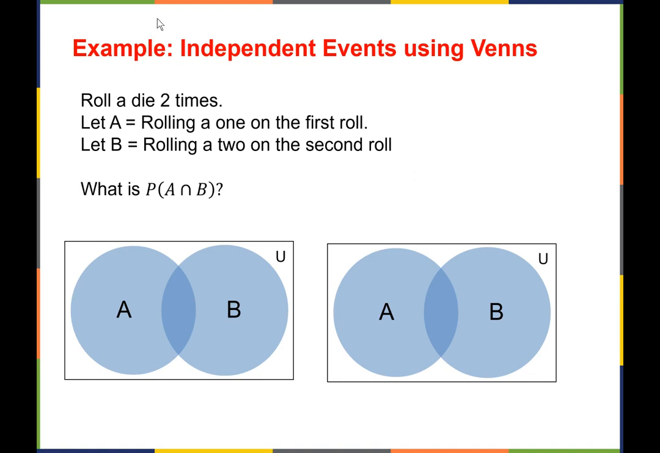All right, we're going to roll the die 2 times. We're going to let A be rolling a 1 on the first roll and B rolling a 2 on the second roll. These are independent events because the first and the second ones don't depend on each other. So we're going to figure out the probability of A and B. So that's getting a 1 and a 2.